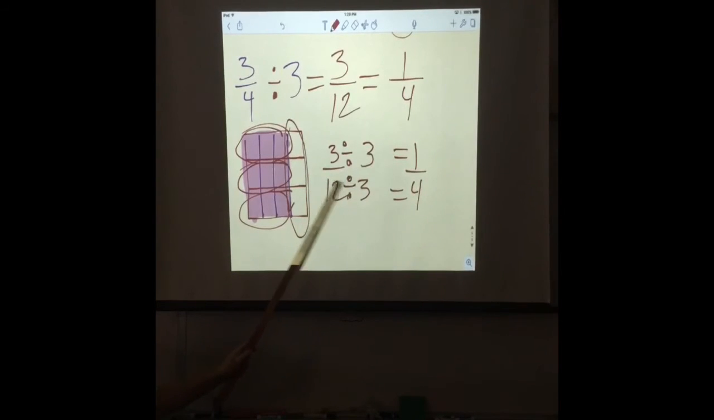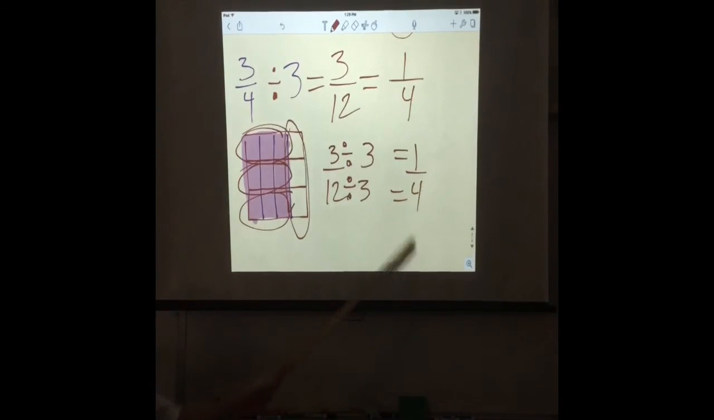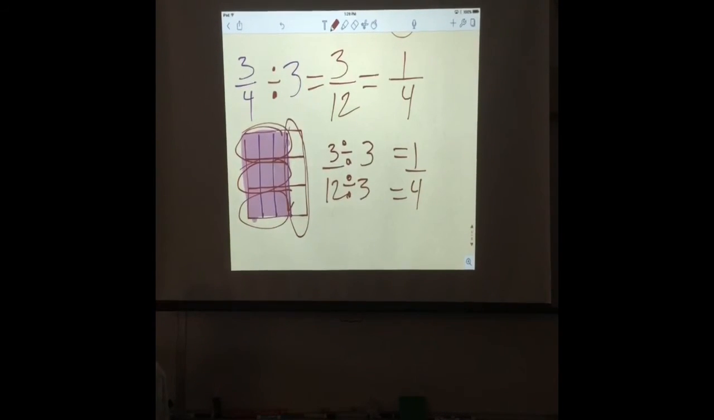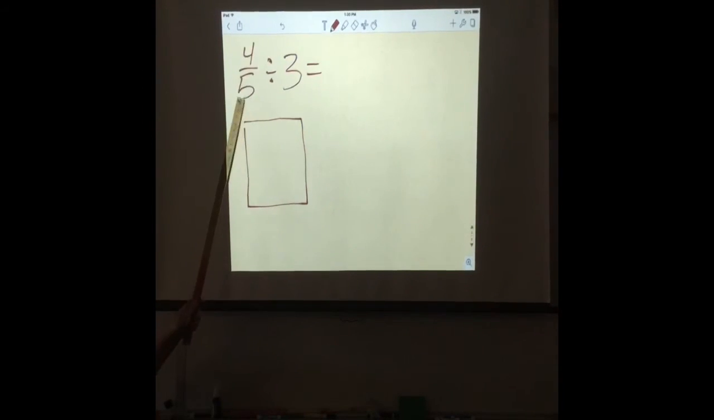Or you could do it mathematically like this. So you could draw it out and reduce it, or you could mathematically reduce it. Both ways are good. Okay? We'll do one more and then we can maybe reduce it if we can. All right, we have 4/5 and we're going to divide it by 3. What do we have to draw out here?